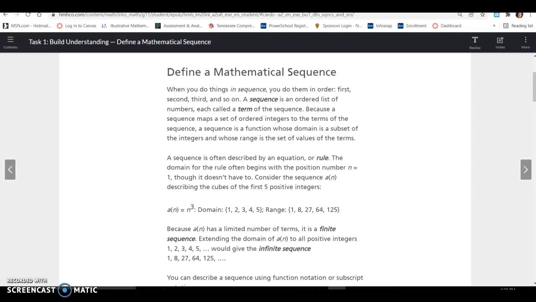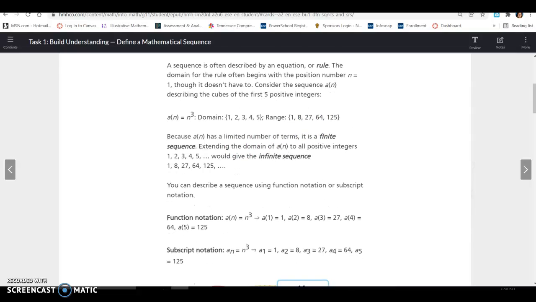Consider the sequence A of n describing the cubes of the first 5 positive integers. All right, so A of n equals n to the third. That's what it means to cube something, to the third power. So the domain for the first 5 positive integers would be 1, 2, 3, 4, 5. Your range would be those 5 numbers cubed. So 1 cubed is 1, 2 cubed is 8, 3 cubed is 27, and so on. Because A of n is a limited number of terms, it is a finite sequence.